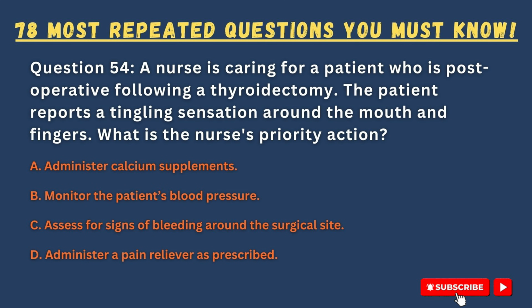Question 54. A nurse is caring for a patient who is post-operative following a thyroidectomy. The patient reports a tingling sensation around the mouth and fingers. What is the nurse's priority action? A. Administer calcium supplements. B. Monitor the patient's blood pressure. C. Assess for signs of bleeding around the surgical site. D. Administer a pain reliever as prescribed.